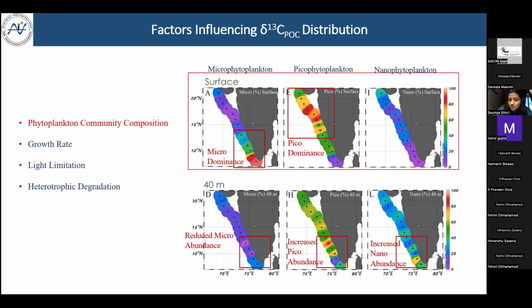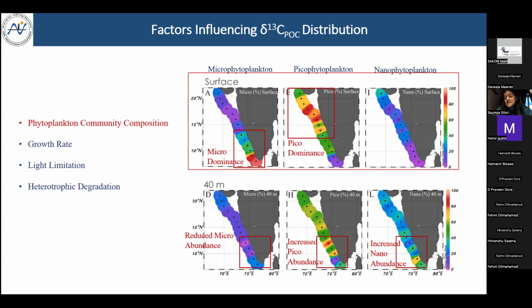which makes sense when we look at the nutrient distribution, because the larger phytoplankton such as diatoms tend to perform better in nutrient-rich waters, whereas in oligotrophic waters, smaller cells, because of their larger surface area to volume ratios, tend to perform better. So the phytoplankton community composition kind of makes sense to us.